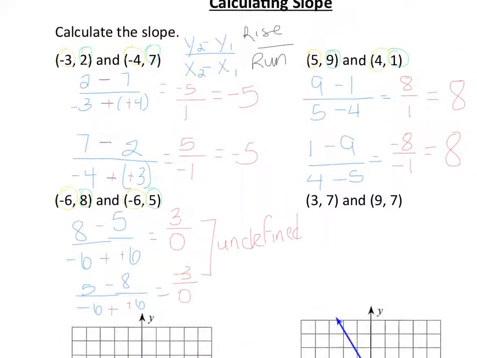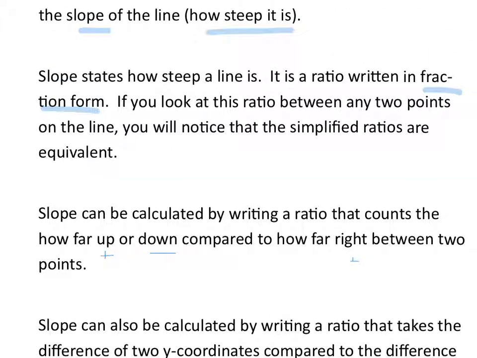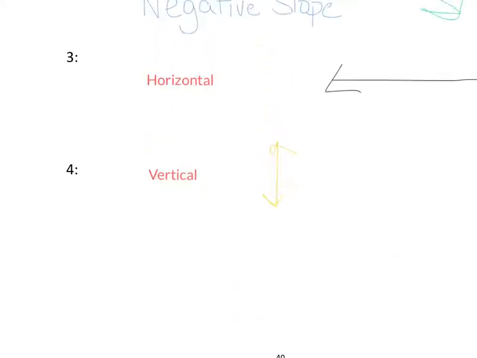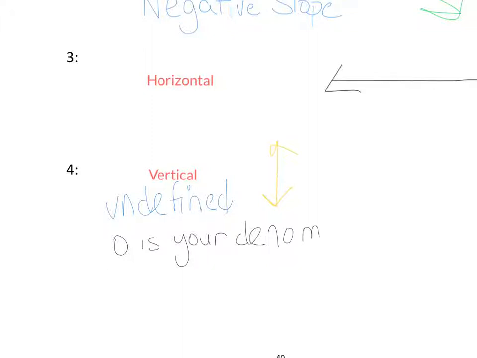divide by 0. So when you are asked what is the slope of that line, the answer is undefined, because it's not so much that it doesn't exist, but you cannot mathematically calculate it. So undefined is going to be a vertical line, and it also means that 0 is your denominator. Okay, so if 0 is your denominator, it's going to be undefined.